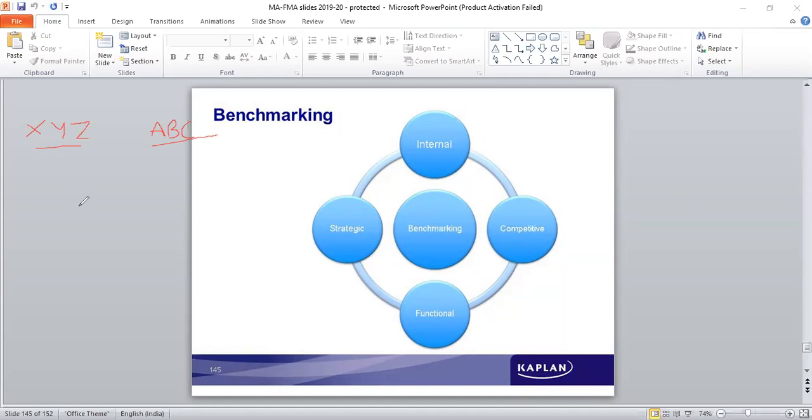Functional level. See, one operation, one function. Let's say if you're talking about HR activity in one company, a similar company, what is the HR activity there? So the function or operation in one organization is taken to be compared with the operation or the function in another, similar organization. So that is functional. Anywhere, whether it is internal or at the organization level, comparison between the competitors at the strategic level, any level, when there is a comparison made, we call that as benchmarking.